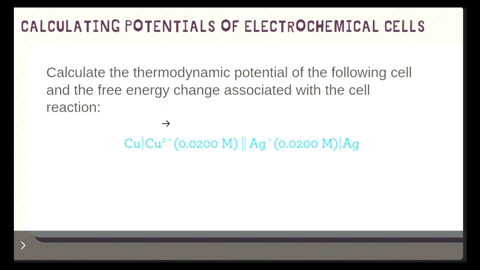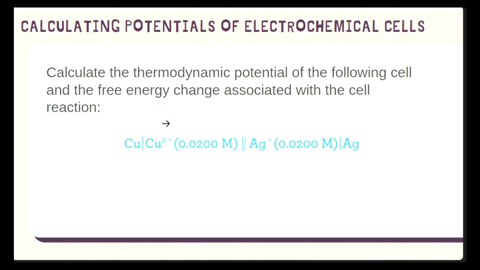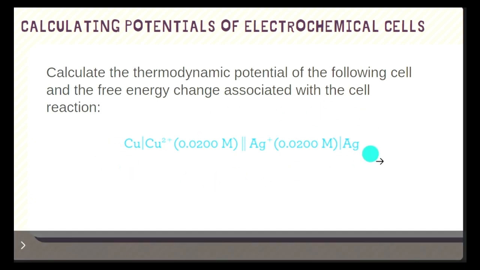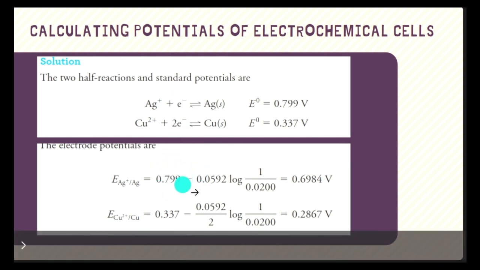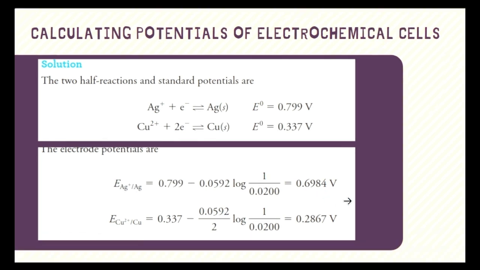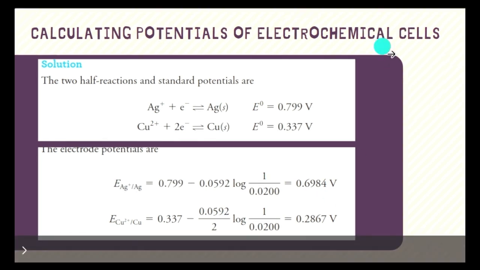For example, calculate the thermodynamic potential of the following cell and the free energy change associated with the cell reactions here. First, the two half reactions and the standard potentials are given here. First, we must calculate, using the Nernst equation, the electrode potential of the silver electrode, which is 0.799, its standard electrode potential, minus 0.0592 times the log of 1 over its concentration, which is 0.0200, which equals 0.6984 volts. Now, we would like to calculate the electrode potential of the copper electrode.